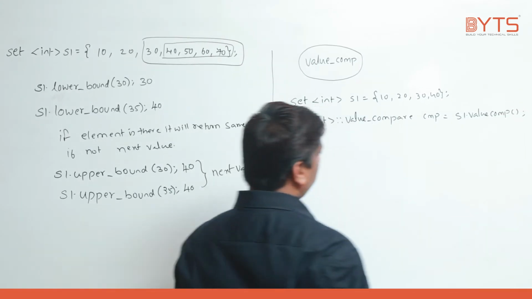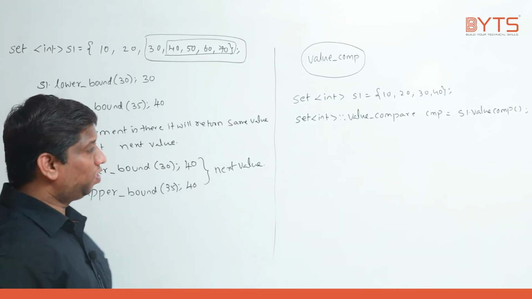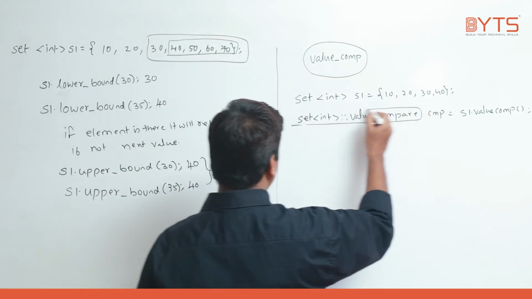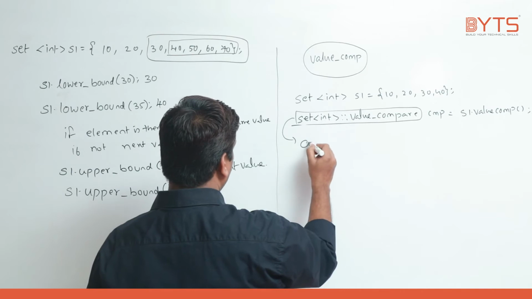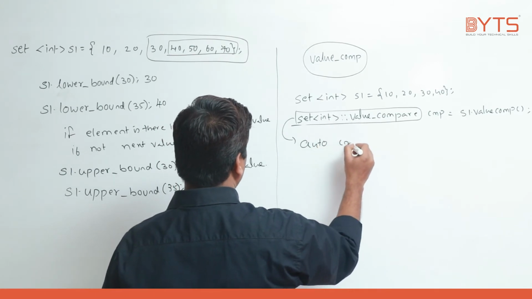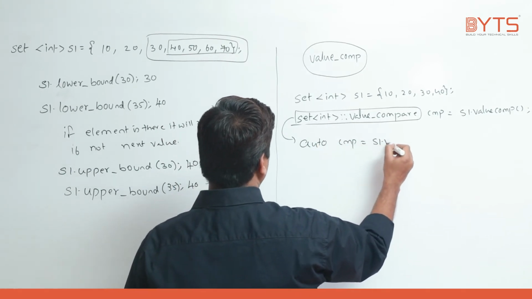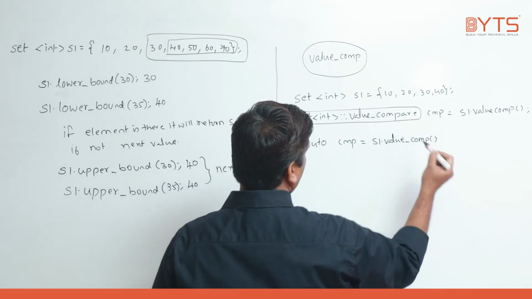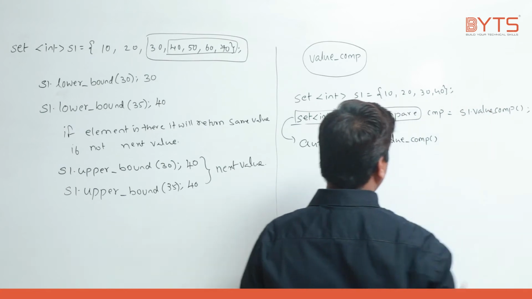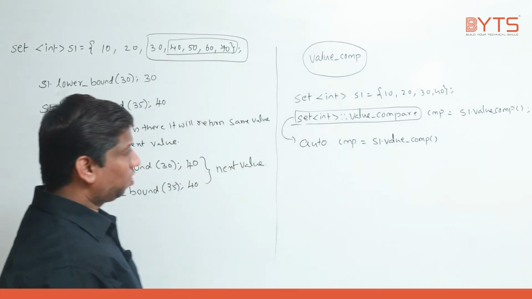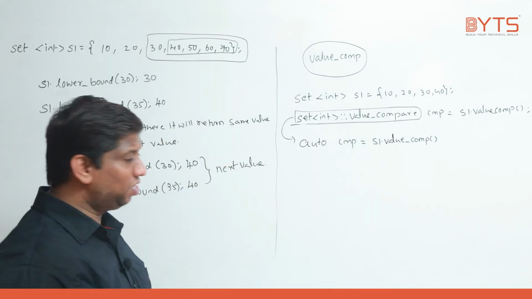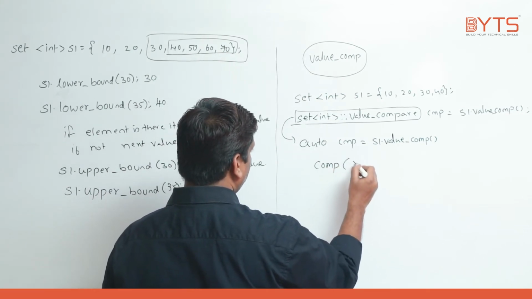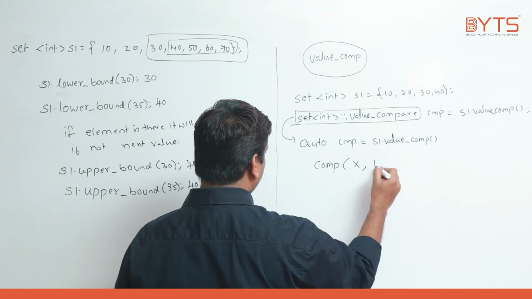That's all. Now we are able to create a comparison object. Instead of writing this much big statement, I can convert this into auto CMP. That's the specialty of auto. Internally the compiler will take care. Value underscore comp. Now we got a comparison object. How do you use a comparison object, listen carefully, I'll tell you. Comp, x value in set comma some target value.